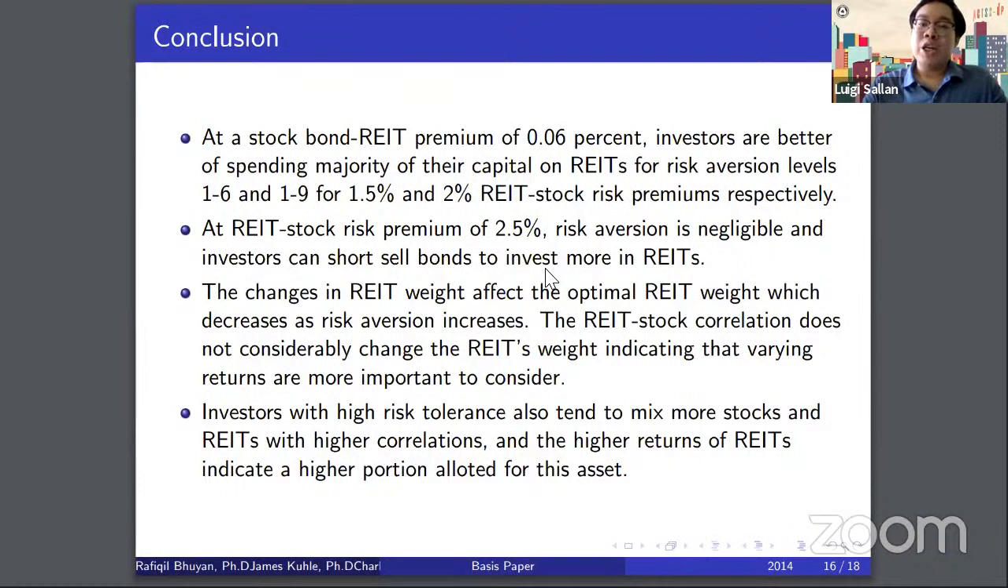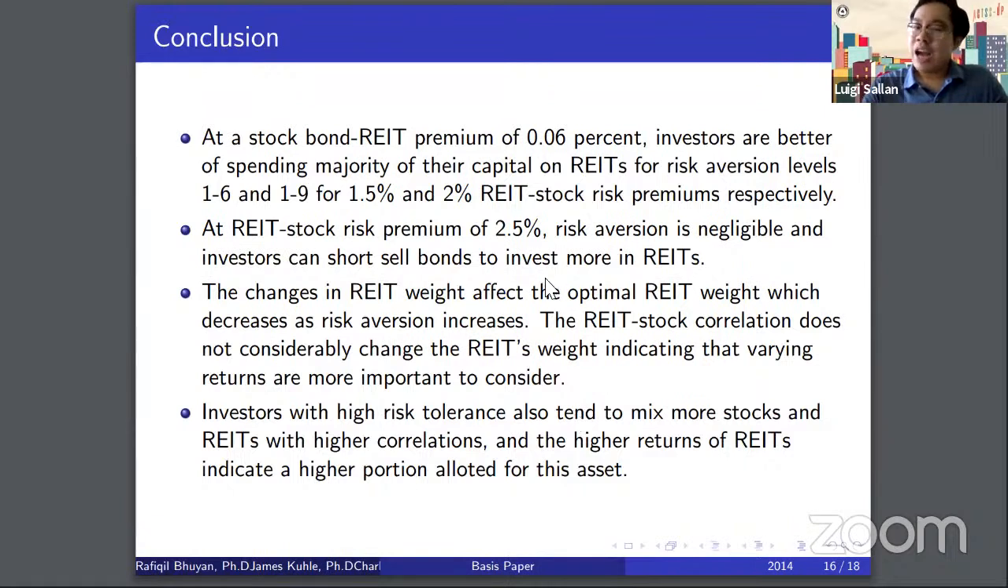So at a stock-bond REIT premium of 0.06%, investors are better off spending the majority of their capital on REITs for risk aversion levels 1 to 6 and 1 to 9 for 1.5% and 2% risk premiums respectively. At a REIT-stock risk premium of 2.5%, risk aversion is negligible and investors can short sell bonds to invest more in REITs. The changes in REIT weight affect the optimal REIT weight.